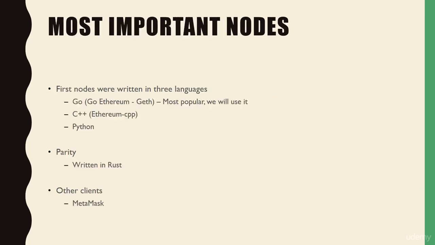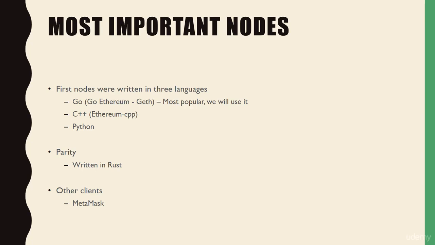There are different nodes available. The first nodes were written in 3 languages. One language was Go, which is the Go Ethereum or Geth node. It's the most popular and we will use it throughout this course. Then there was one implementation in C++ and one in Python. The reason for 3 different implementations was that you can verify that your chain is processed correctly.